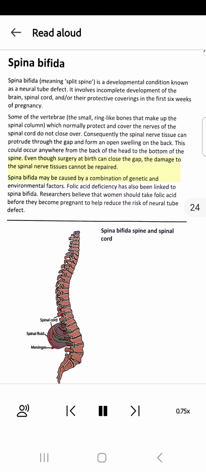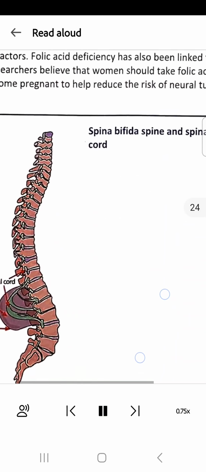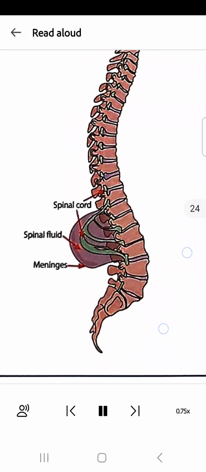Spina bifida may be caused by a combination of genetic and environmental factors. Folic acid deficiency has also been linked to spina bifida. Researchers believe that women should take folic acid before they become pregnant to help reduce the risk of neural tube defect. Spina bifida, spine and spinal cord, spinal fluid, meninges.